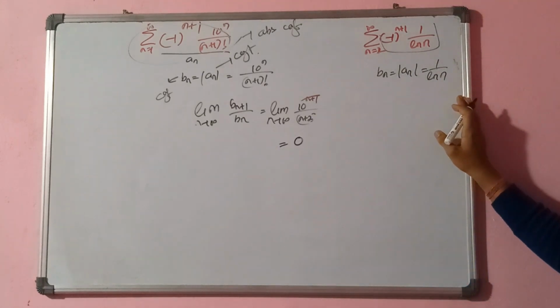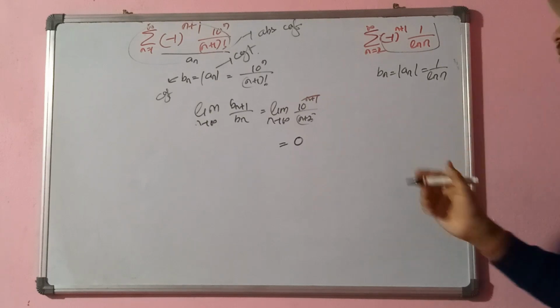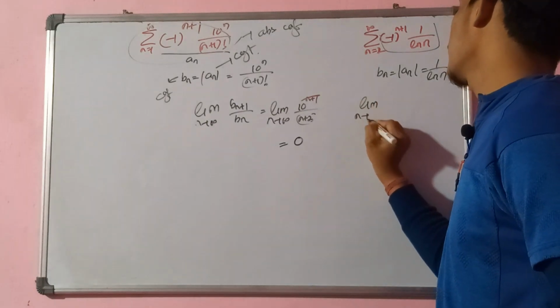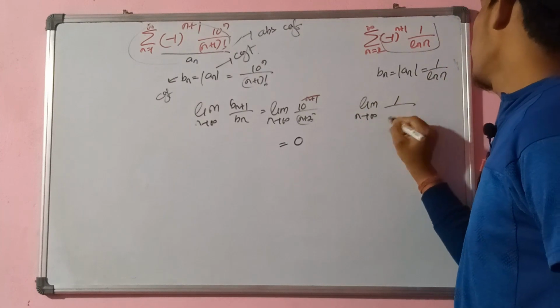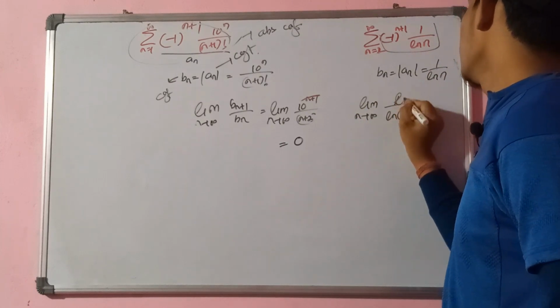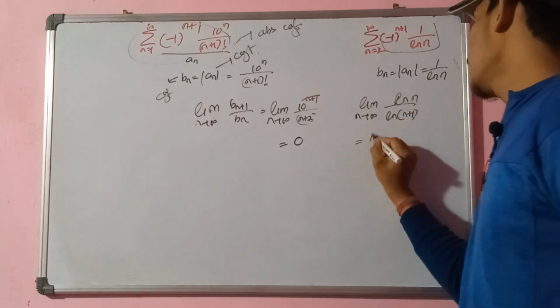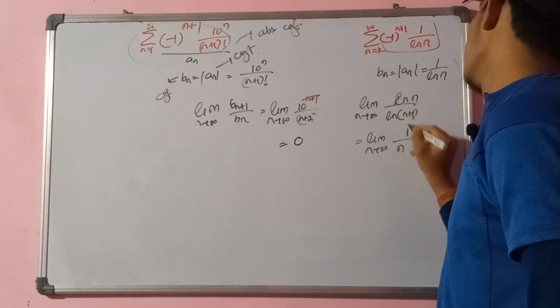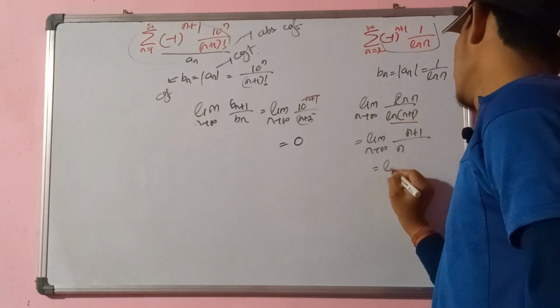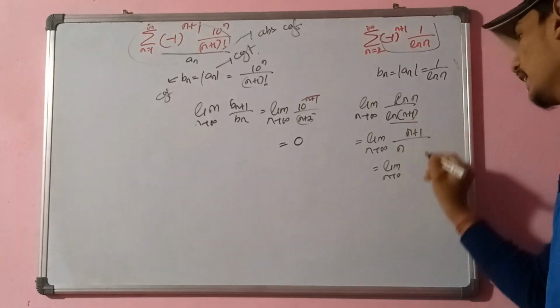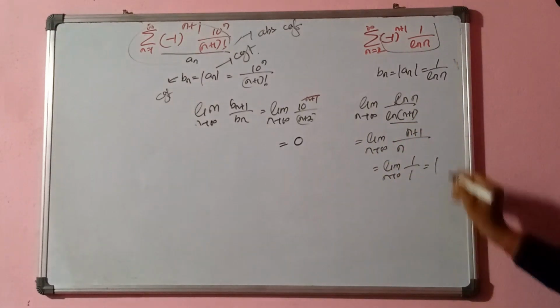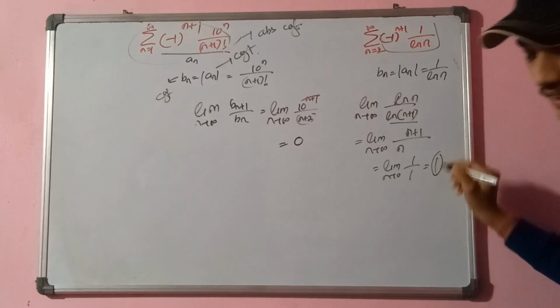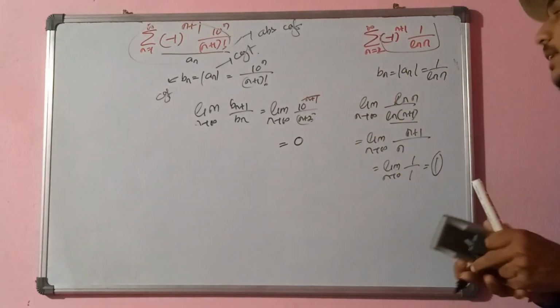You can either do it by limit comparison test or by comparison test. Also you can do it by ratio test. Let me use the ratio test. Limit n tends to infinity b(n+1) by bn, meaning ln n by ln(n+1). If you put infinity, you will get infinity by infinity form. Limit n tends to infinity, the derivative of ln n is 1 by n, and of ln(n+1) is 1 by (n+1). Again infinity by infinity form, again differentiate, 1 by 1 equals 1. So sorry, this test will fail. You can't apply this, so you have to go to the comparison or limit comparison test.